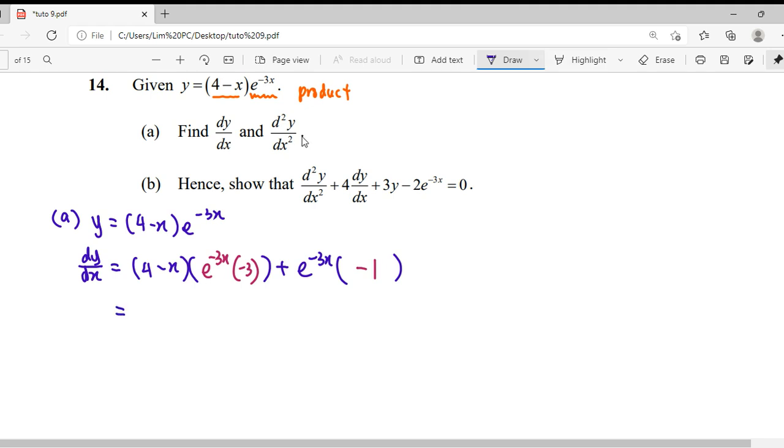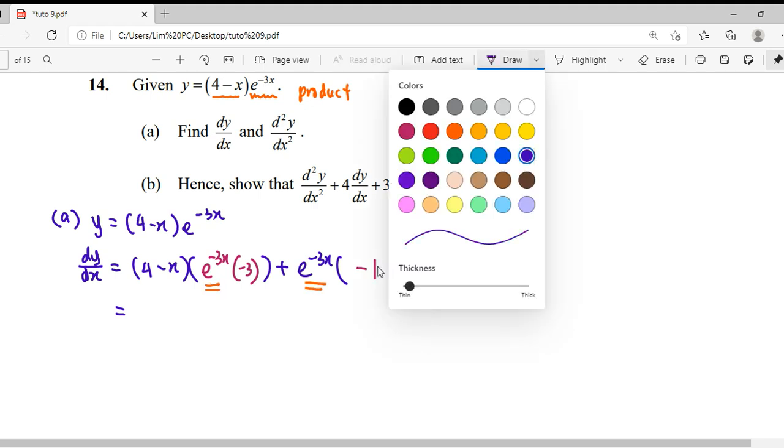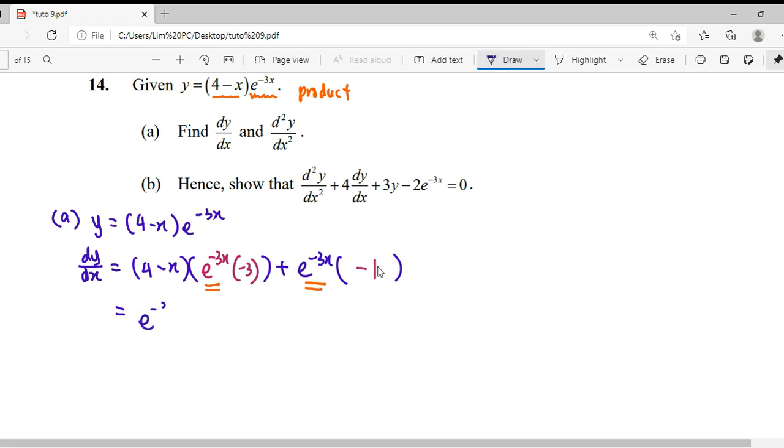So what we have: this is our first term, this is our second term. Obviously we have a common factor of exponential, so we can factorize out our exponential. Once we factorize it out, what's the remaining here? -3 times 4, we get -12. -3 times -x, we get positive 3x.